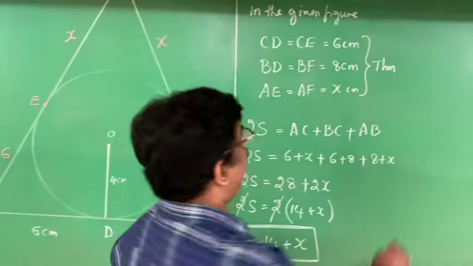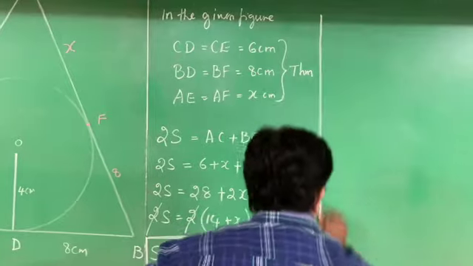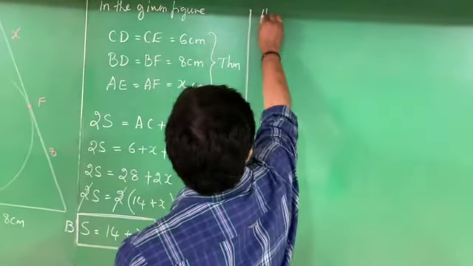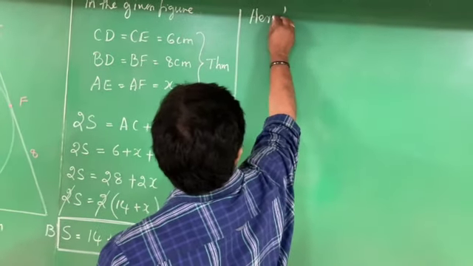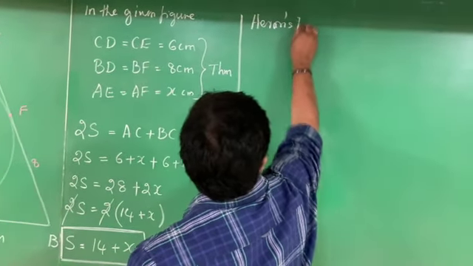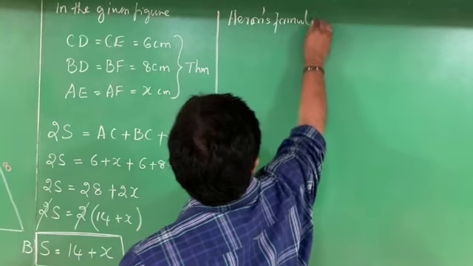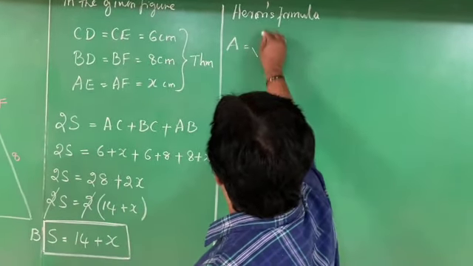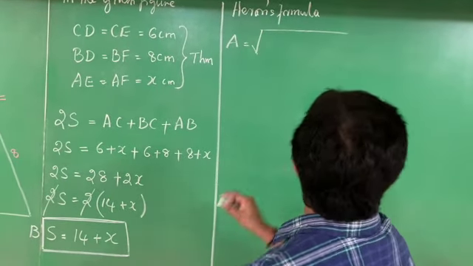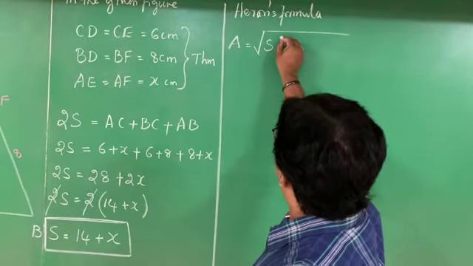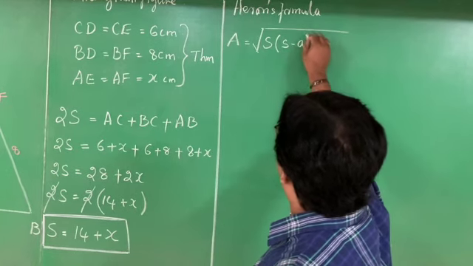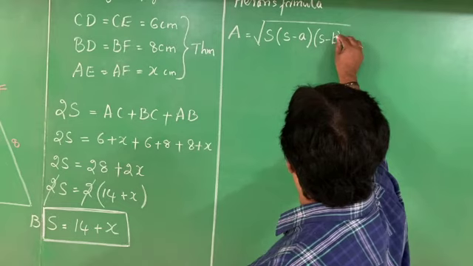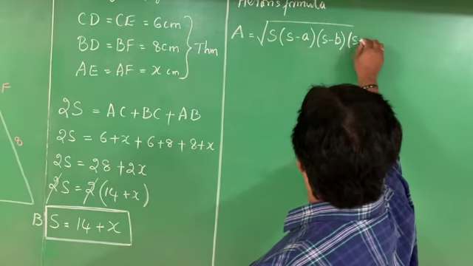Now I apply Heron's formula to find what? Area of a triangle. Heron's formula, right? A is equal to square root of s into (s minus a) into (s minus b) into (s minus c).